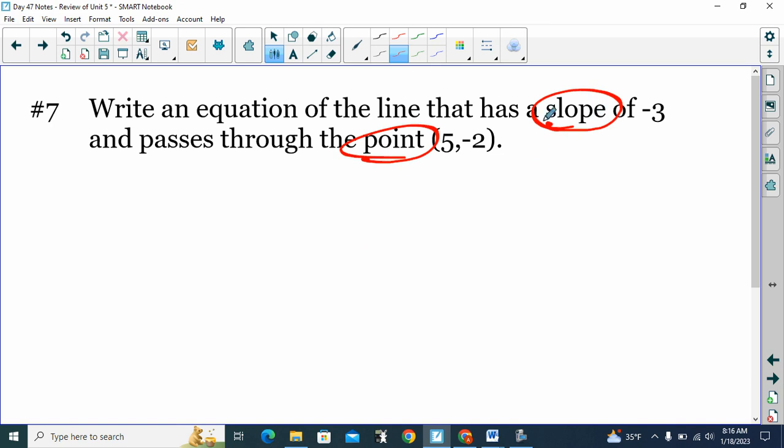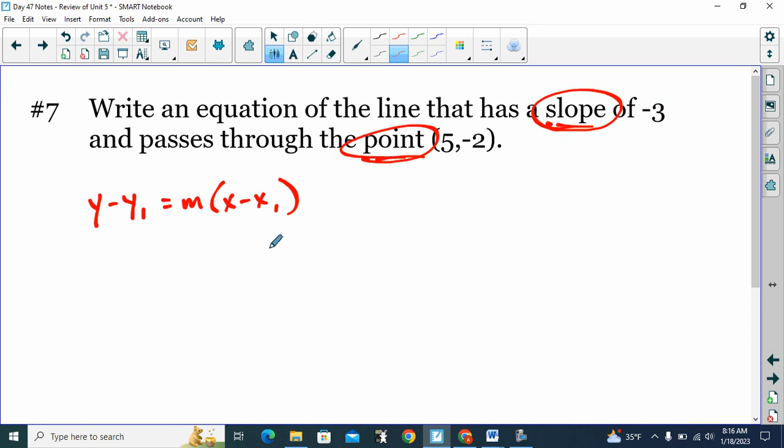So if I have slope and point, I cannot start with slope-intercept form because we don't know the y-intercept. Instead, we start with point-slope form. Point-slope form is y minus y1 equals m times the quantity x minus x1. Again, formulas will be on your quiz up at the top. You'll receive slope-intercept form, point-slope form, and the slope formula.